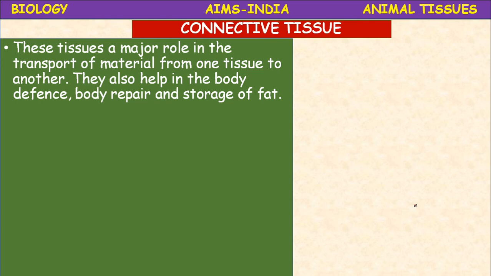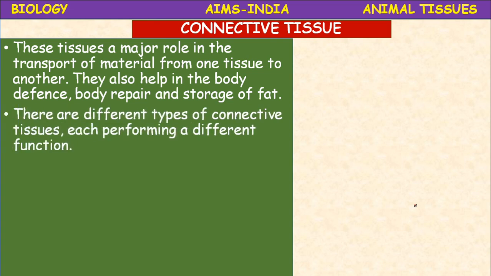So these connective tissues play a major role in the transport of materials from one tissue to another. They also help in body defense, body repair, and storage of fat. There are different types of connective tissues, each performing a different function.